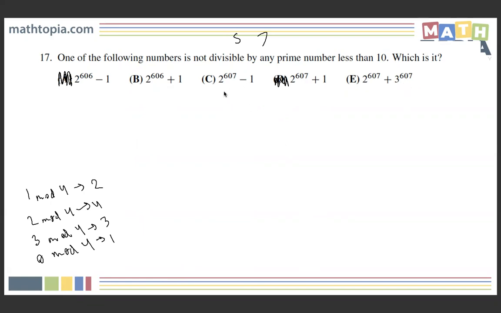But basically 2 to the 606: well, 606 is 2 in mod 4, which gives us 4. 4 plus 1 is 5. So this is actually divisible by 5. So this is out. But 2 to the 607, that's 3 in mod 4. So we get 3 minus 1, which is 2 in mod 5. So C is staying. And now finally for E, once again, we need to do the same thing, but for powers of 3.